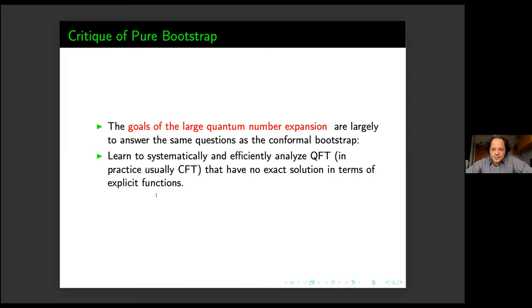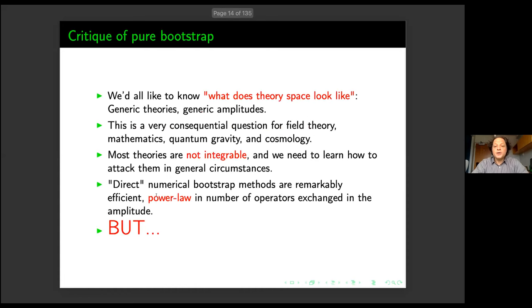So the goals of the large quantum number expansion overlap to a great extent with the goals of the conformal bootstrap. Namely, one would like to learn to systematically and efficiently analyze quantum field theories, in practice usually CFT, just for additional simplification, that have no exact solution in terms of explicit functions. So we'd all like to know, what does theory space look like? For generic theories and generic observables in generic theories? Well, this is a very consequential question for all sorts of sub-areas, from mathematics to phenomenology to cosmology. Most theories are not integrable, and we need to learn how to attack them in general circumstances.